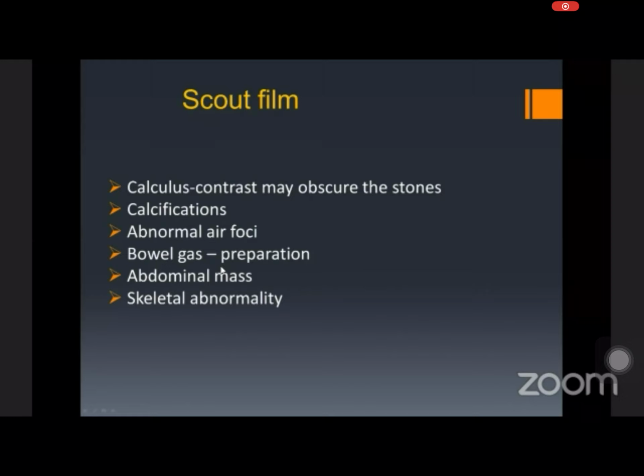So the other abnormalities we look for in a SCOUT film are abnormal calcifications, which can be either parenchymal or soft tissue calcifications. We have to look for abnormal air foci, and we are supposed to have a look at the bowel gas to assess the preparation for intravenous urogram, and other pathologies like soft tissue mass or a skeletal abnormality.